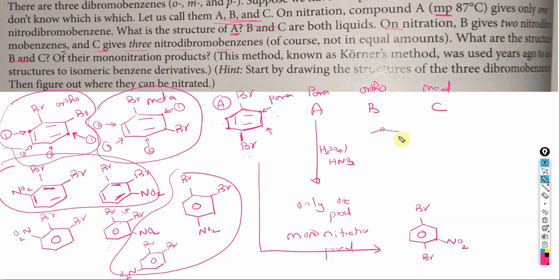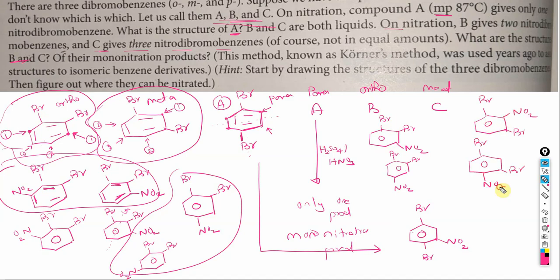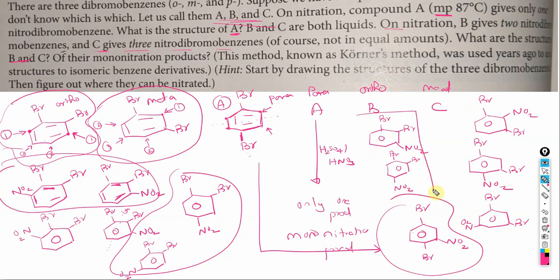Alright, so the 2 products you get from nitration of the ortho, these are the 2 possible products for B, and for C, you get 3 possible products. That is 3. Alright, so that's the meta giving you the 3 products. Just 1, just 2, and all 3.